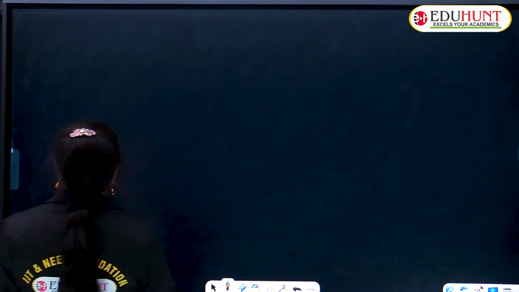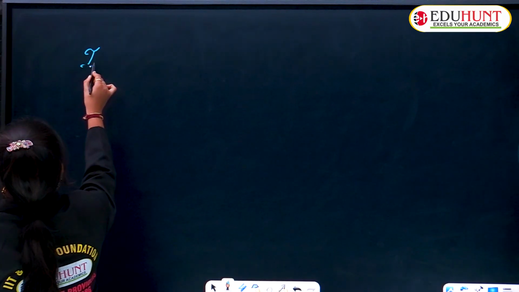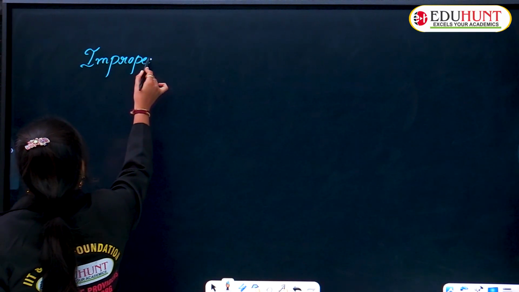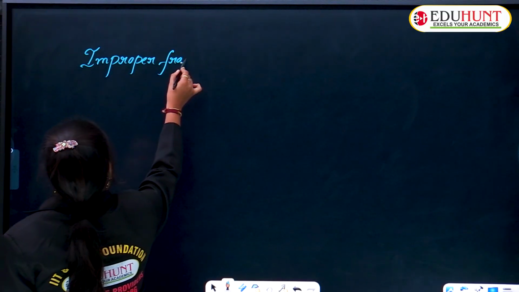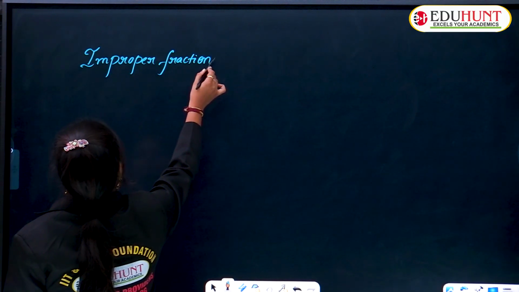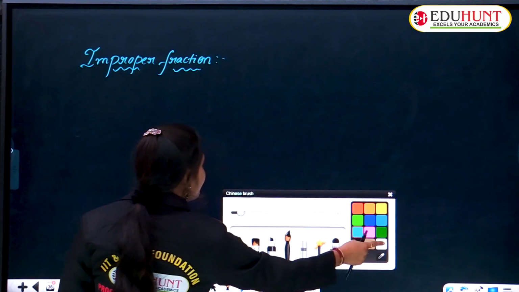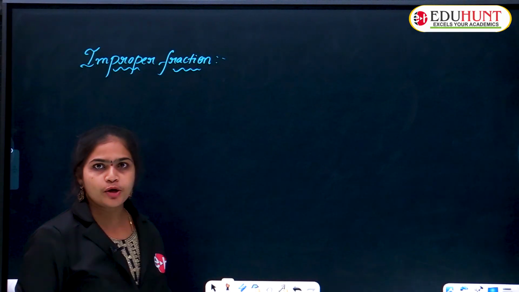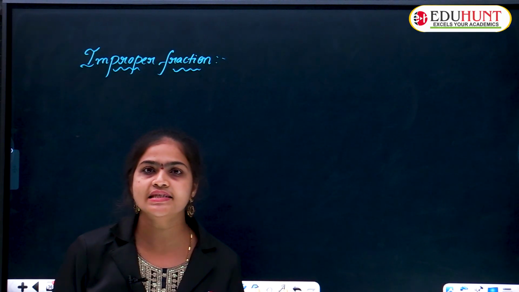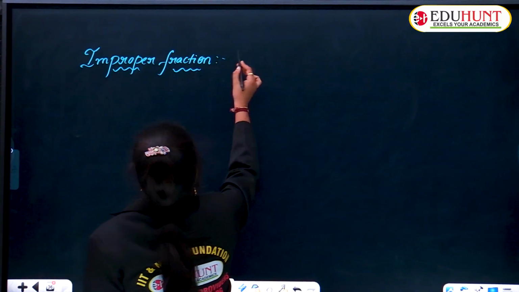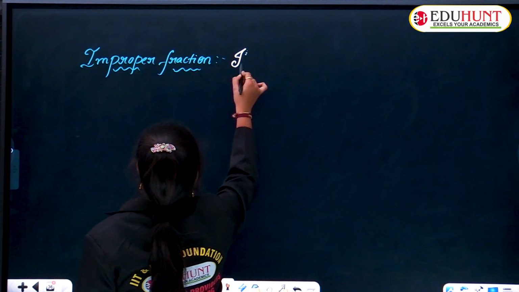Next, the second type is improper fraction. Improper fraction means what? Just the opposite of proper fraction. In a proper fraction, the numerator is always less than the denominator. Here the numerator is greater than the denominator.